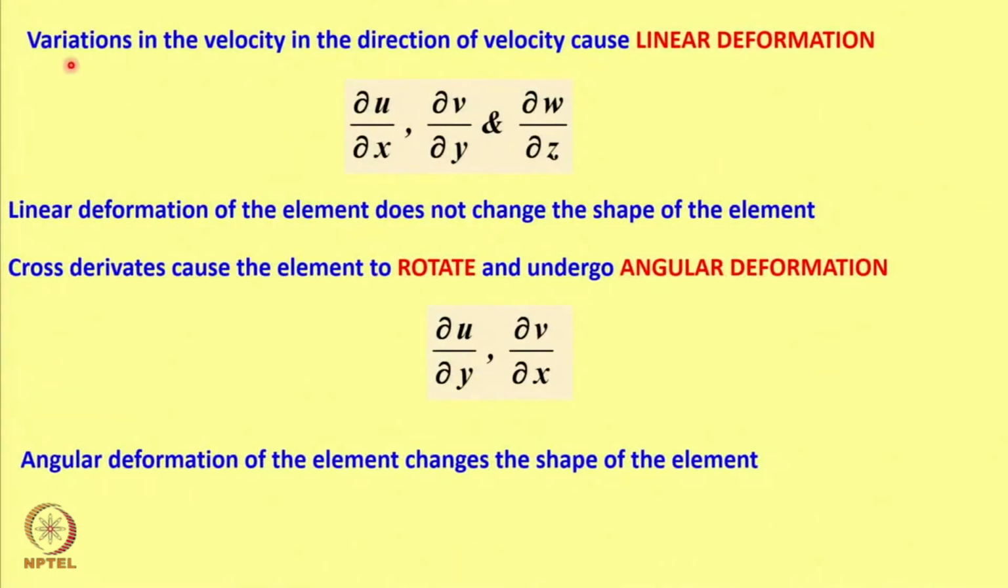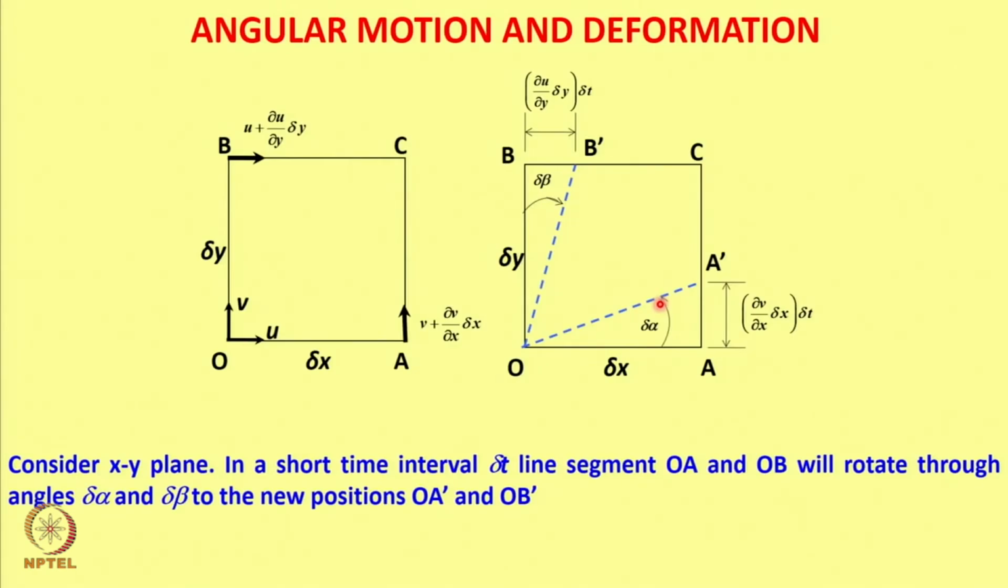If we come back to slides again here, you have variations in the velocity in the direction of velocity, that is u in x, v in y, w in z, the velocity in the same direction we are taking, that causes linear deformation. We are going to see next that u in y and z and v in x and z are going to cause rotation or angular deformation. So how does that happen? Let us try to understand.